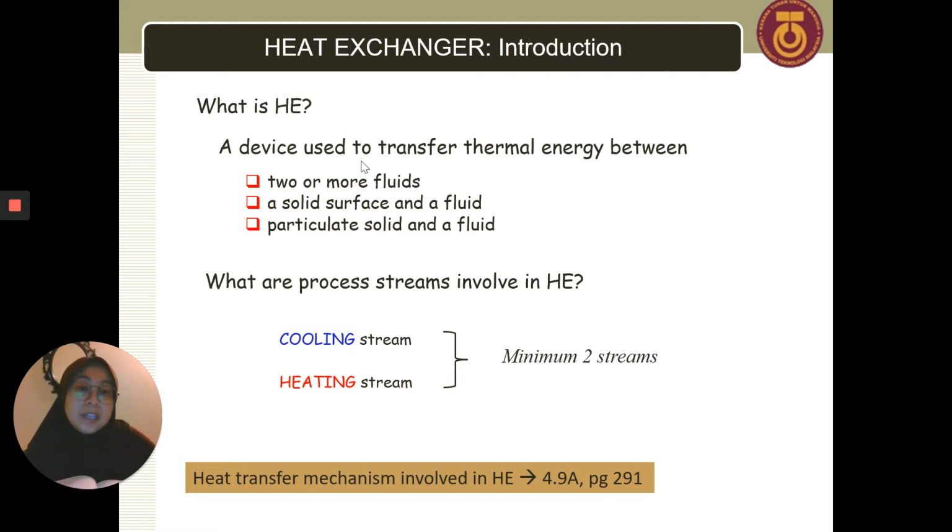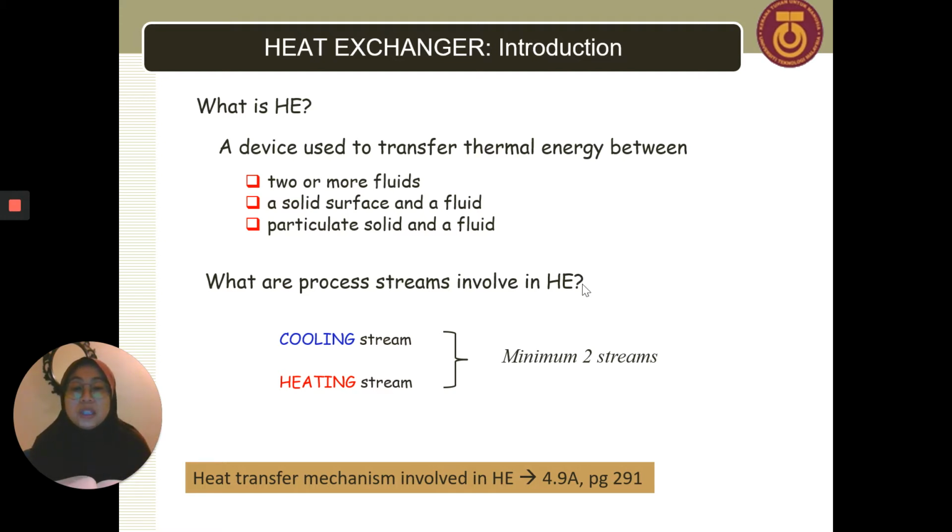For a heat exchanger, there must be at least two streams involved. And what are those streams? The first one is the cooling stream, which means the stream that enters at low temperature and leaves the heat exchanger at high temperature. Meanwhile, the heating stream enters at high temperature, and as soon as it transfers the heat to the cooling stream, it leaves the heat exchanger at low temperature.